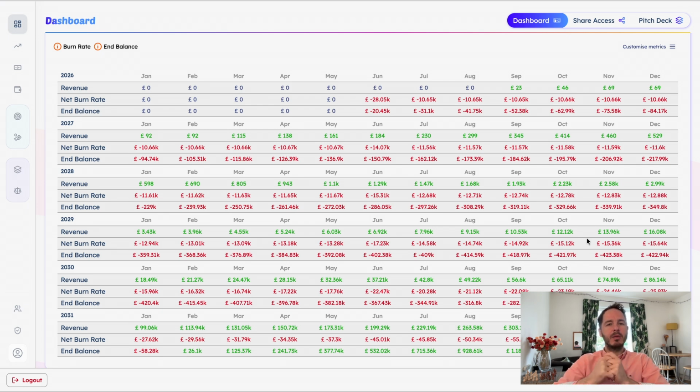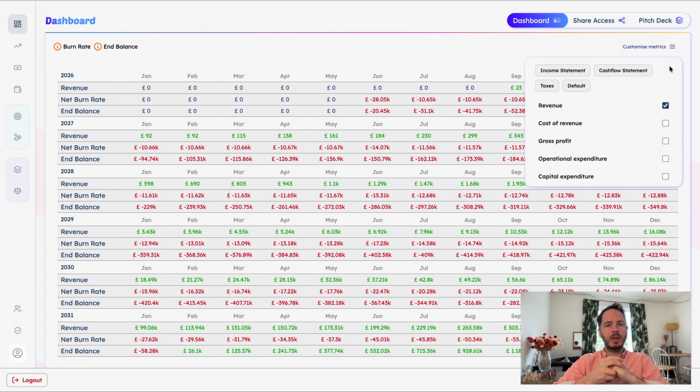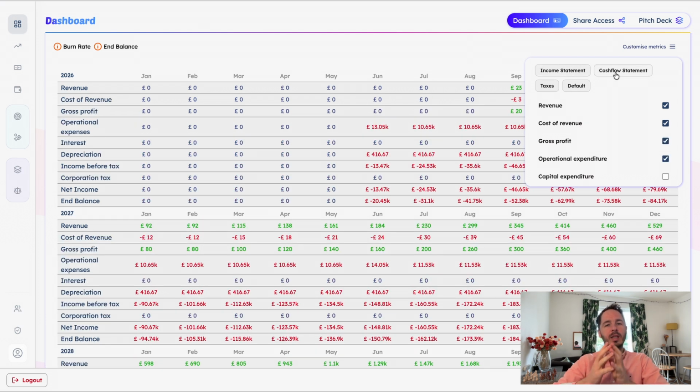Okay, now this is something I really want to highlight because it's incredibly powerful and it's something most founders overlook. Up here in the top right of the forecast section, you have customize metrics. Let me click on it. Look at what opens up. You've got preset views at the top: income statement, cash flow statement, taxes, and default, which will populate the table with all of your P&L lines, cash focused metrics, or taxes.